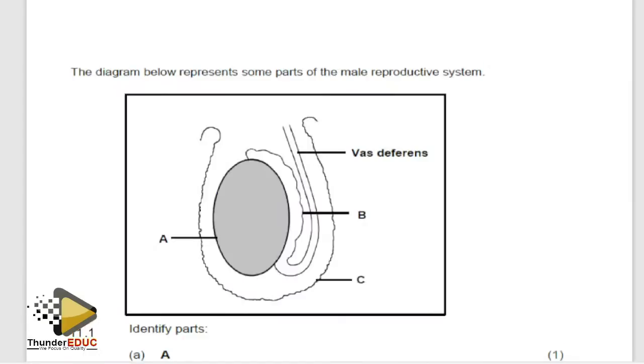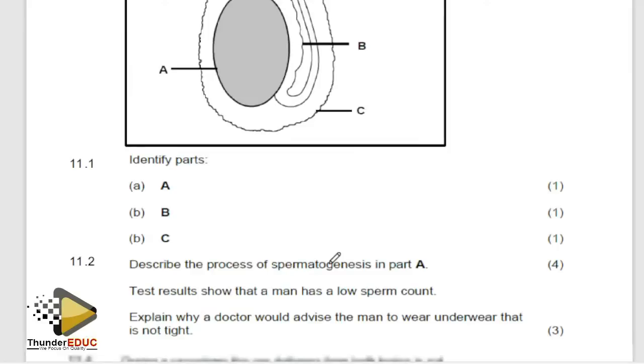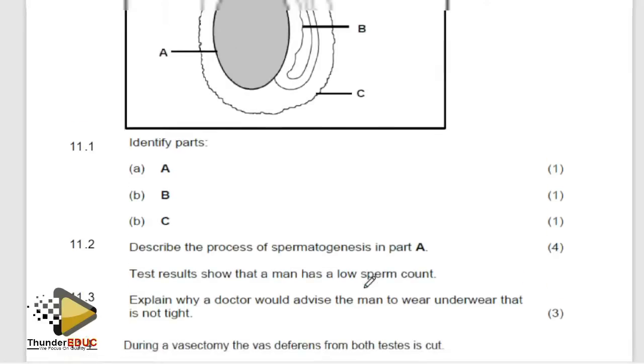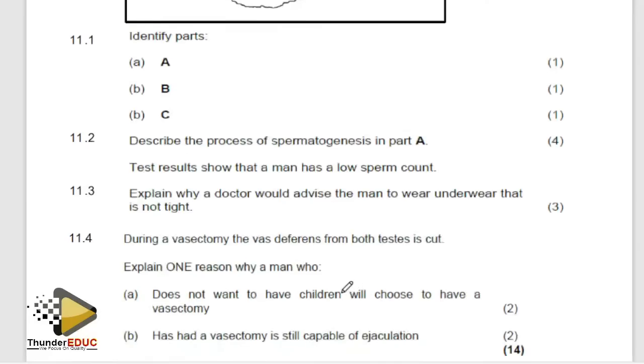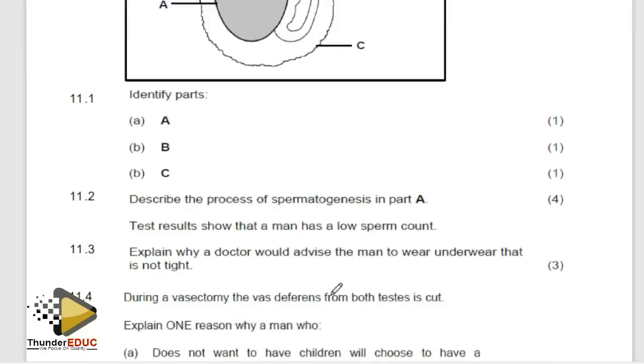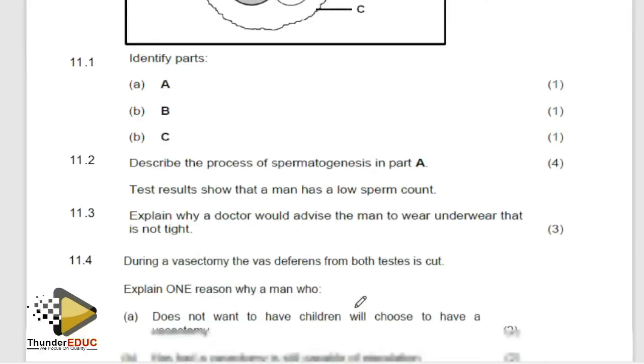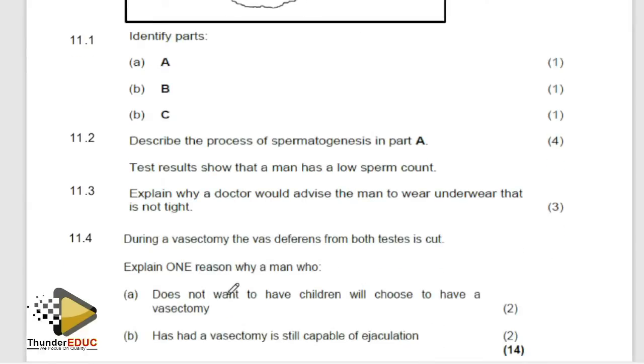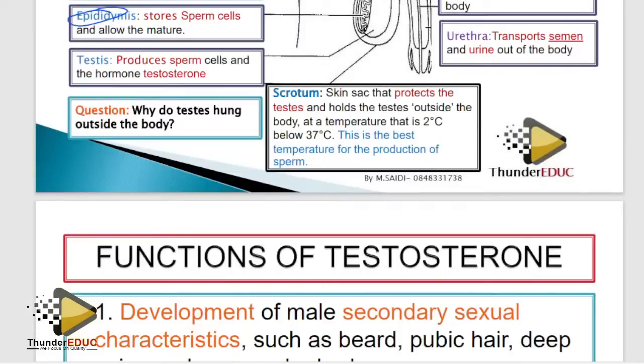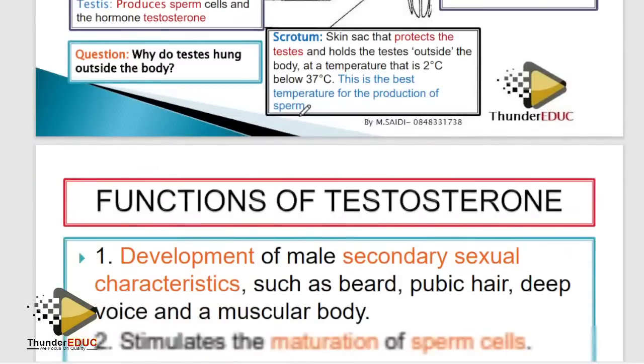All right, here you see now they're asking you some of the things. I'm not going to describe the process of spermatogenesis. Okay, I'll talk about it when I reach there. So when you try to answer this, during vasectomy, I talked about it. Explain one reason why men who do not have children choose to have vasectomy. Meaning that you have cut the sperm from reaching the vagina. Yes, definitely. Why do testes hang outside? We have answered that question.